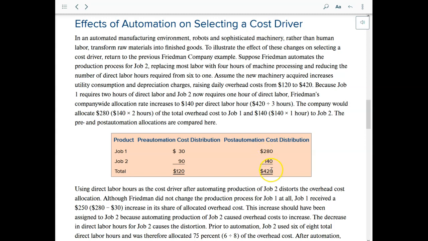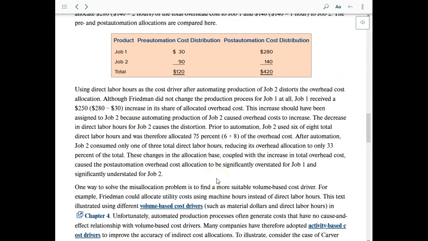But is this fair? Job number 2 uses probably more utilities now, more automation, and has higher depreciation cost. So this is probably not a fair way to allocate these costs. What we could use is something besides direct labor hours, like maybe machine hours. So you can see this is probably not a fair way to allocate this kind of overhead cost if you have more automation, but now you're trying to allocate it still based on the old system using direct labor hours.